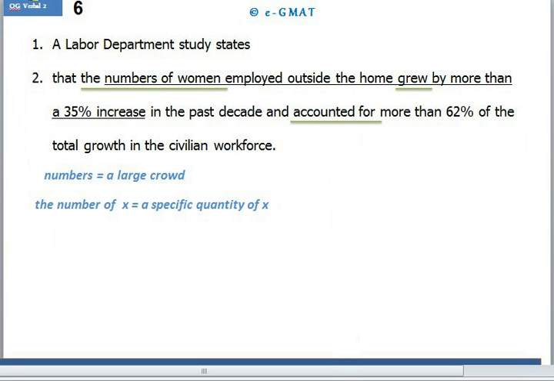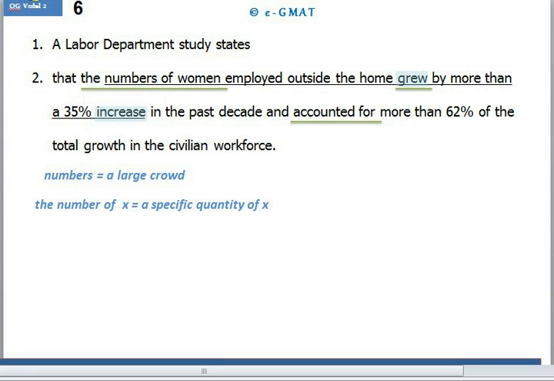We also see that the word grew and the word increase have been used together in this sentence. Both these words mean the same thing, so using both these words together in the sentence makes one of them redundant, so we must get rid of one of them. So these are the errors in the sentence, and now let's begin the POE to find out what's the correct answer.